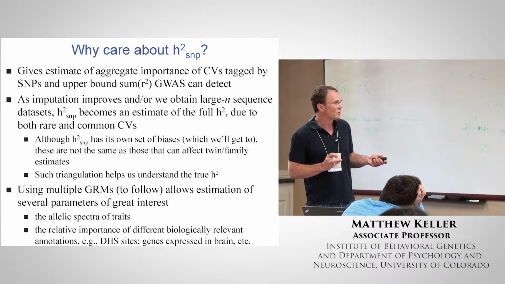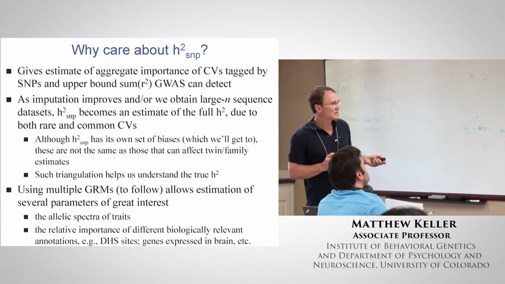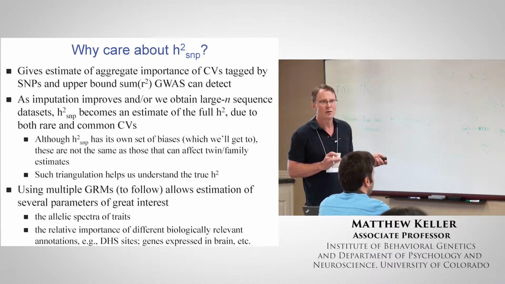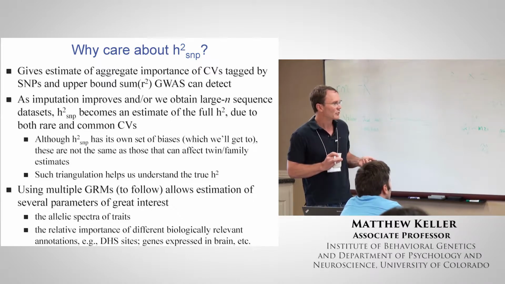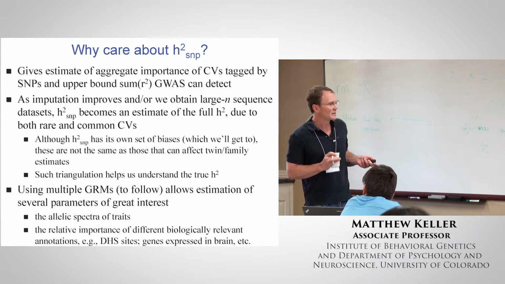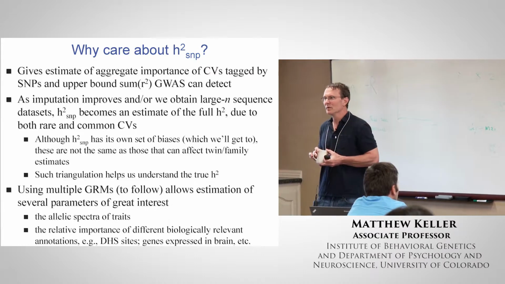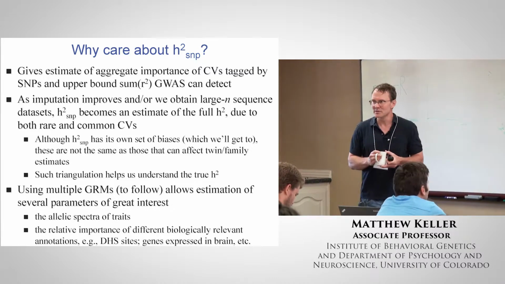And finally, we can use multiple GRMs in these GRML methods, and that allows estimations of parameters of interest like the allelic spectra of traits, how important different MAF bins are to trait heritability, and the relative importance of different biological annotations, like whether DHS sites, or DNA hypersensitivity sites, or genes expressed in brain are important relative to those that aren't in those annotations.